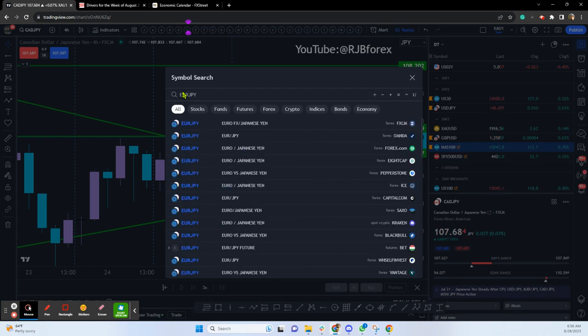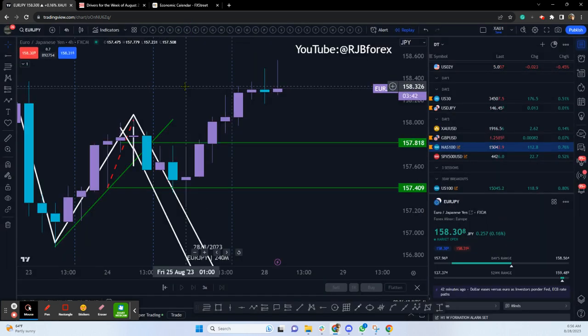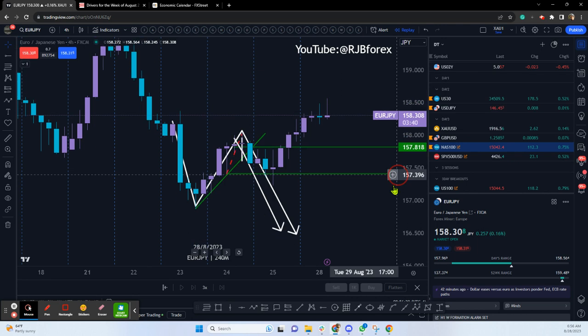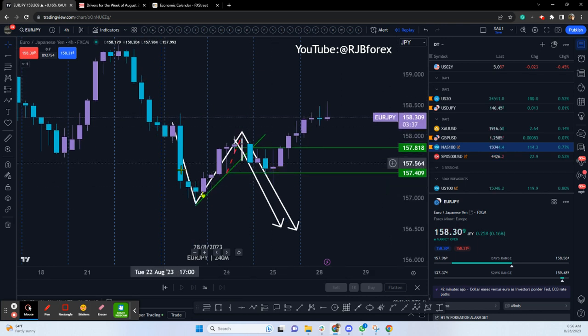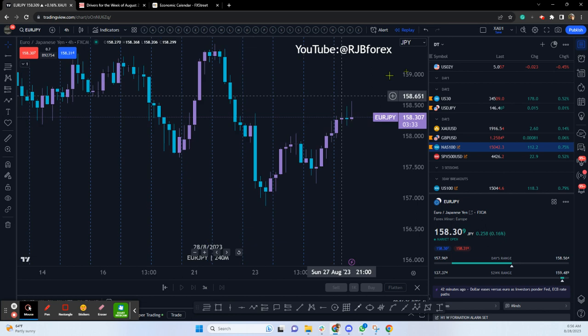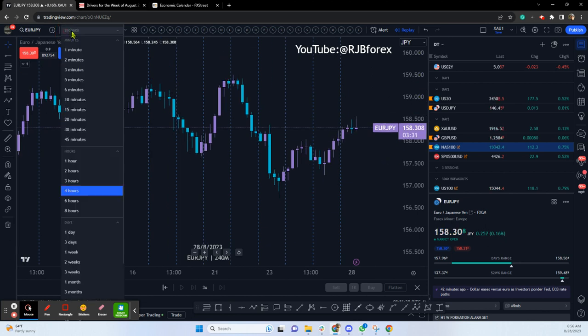Euro yen, probably more consolidative because the euro is looking pretty big. And so is the yen. So that's the 4-hour chart we're looking at. Let's look at the daily first.